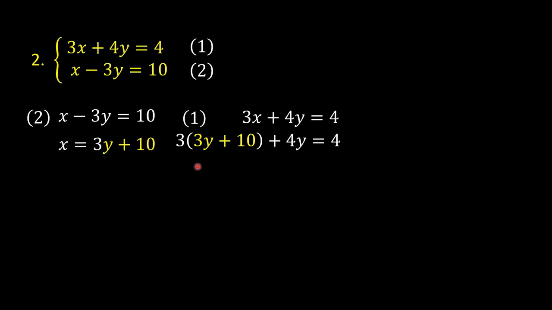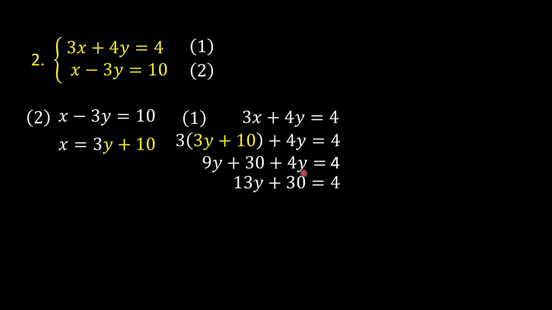We get rid of this parenthesis by applying the distributive property of multiplication. So we have now 9y plus 30 plus 4y is equal to 4. And then we combine similar terms. 9y and 4y are similar terms, so we combine them. We get 13y, and then we add 30. So 13y plus 30 is equal to 4.